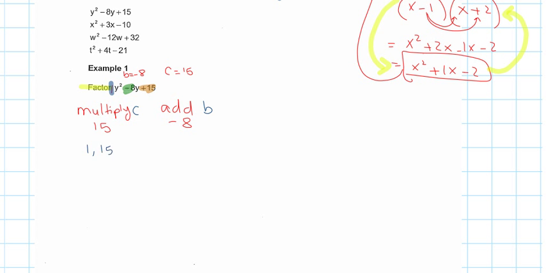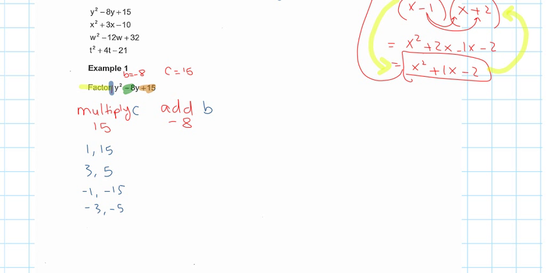3 and 5. Yes? These are my options. That's the only thing that multiplies to 15. Now, it could be positive or negative. So it could be -1 and -15, because when I multiply negative by negative, it makes it a positive. And then it could be -3 and -5. Yeah? Because negative times negative is a positive.